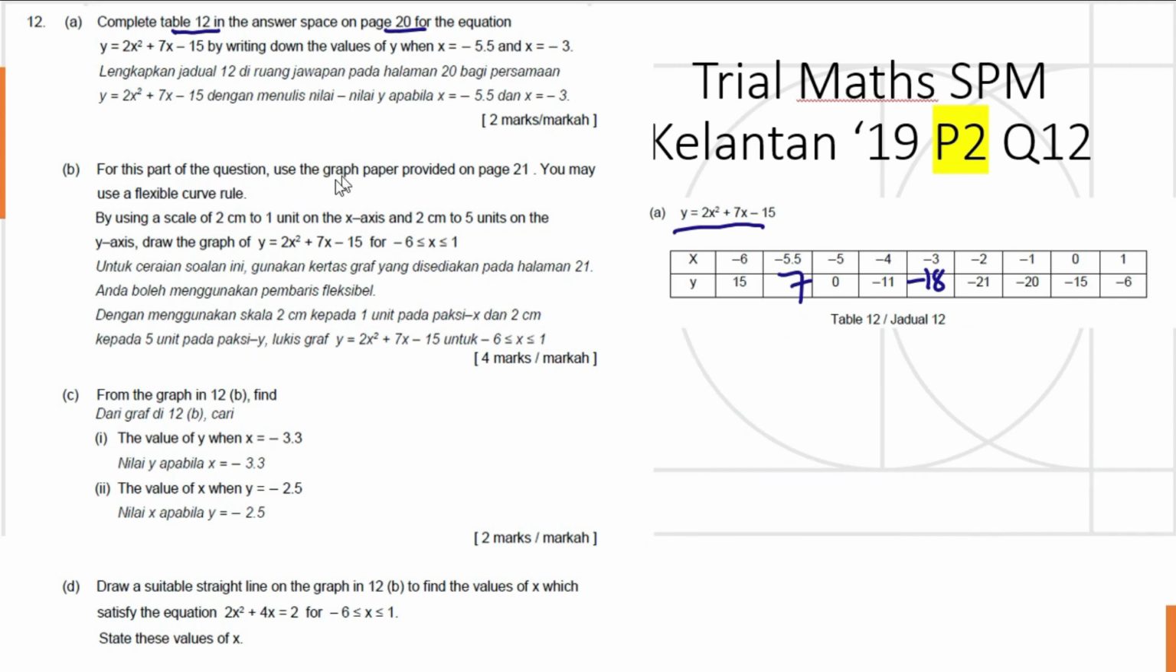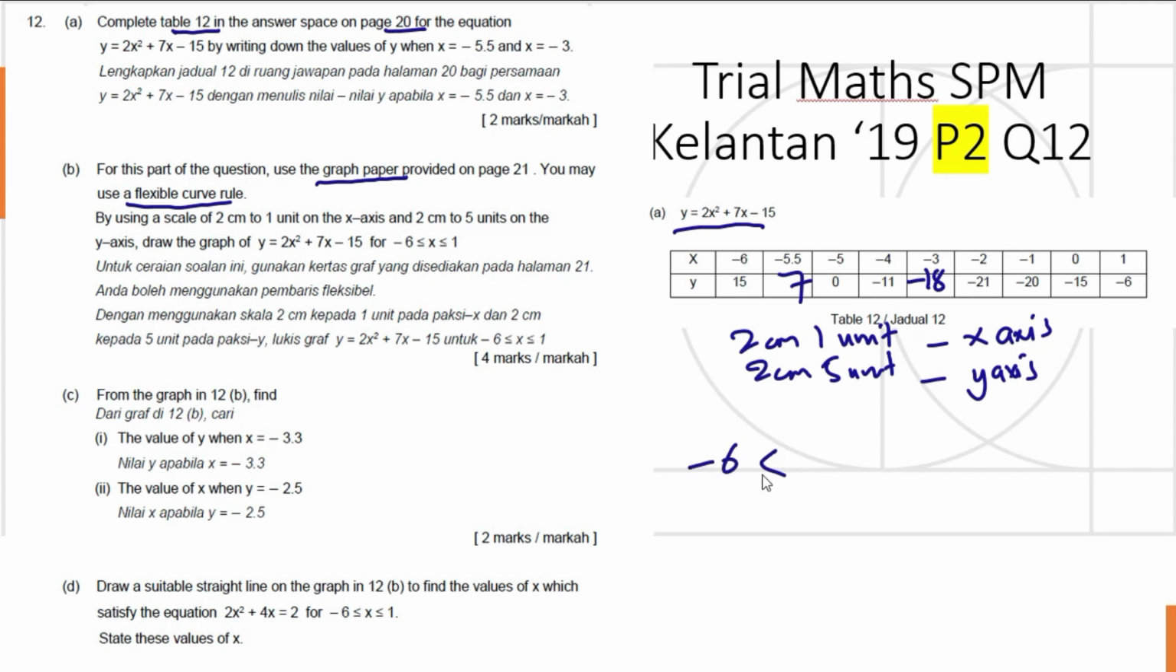For this part of the question, use the graph paper provided. You may use a flexible curve rule. So 2 cm to 1 unit on the x-axis, and 2 cm to 5 units on the y-axis. So you see here, the x-axis is from negative 6 to 1, and the y-axis is from negative 21 to 15. So almost in the middle.